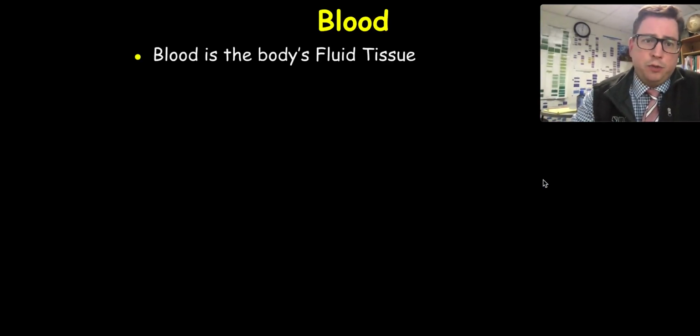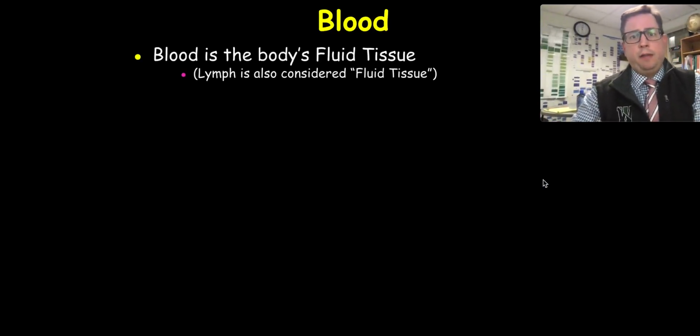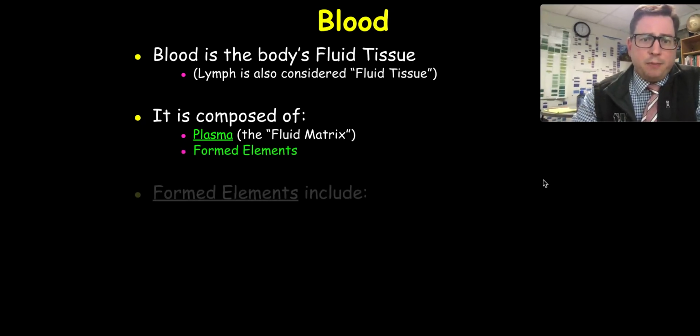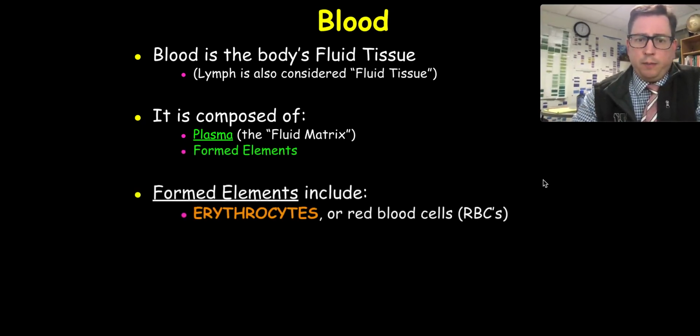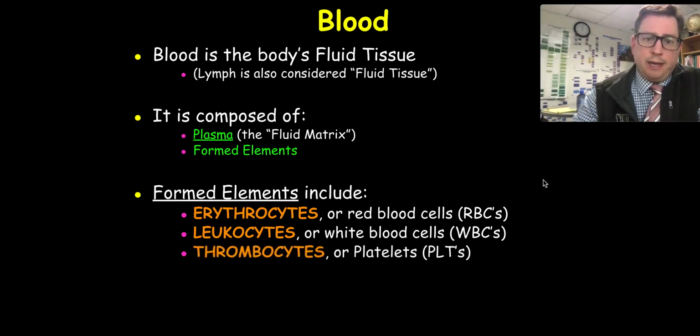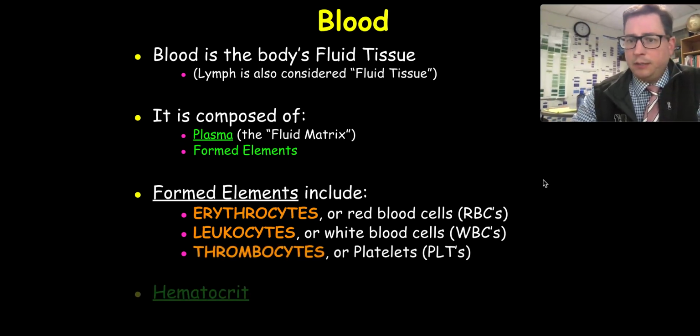Fluid connective tissue. So blood, the main thing that we're going to talk about. Lymph is also considered a fluid one, but there are components of the blood, which is the plasma, then the formed elements. And the formed elements are the cells, right? The erythrocytes, which you know are red blood cells. The leukocytes. Leuko means white, of course. Erythro means red, and cyte means cell. And then the thrombocytes, which are the platelets, which are in charge of clotting.